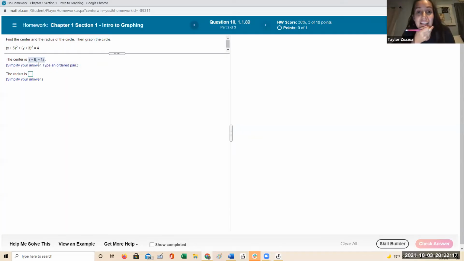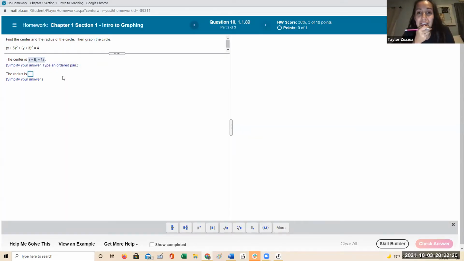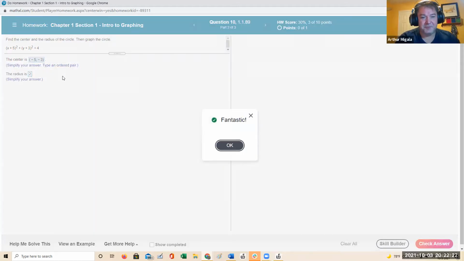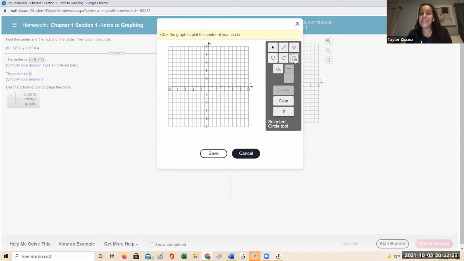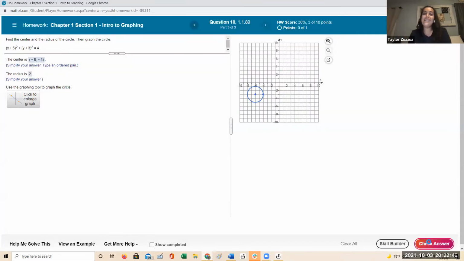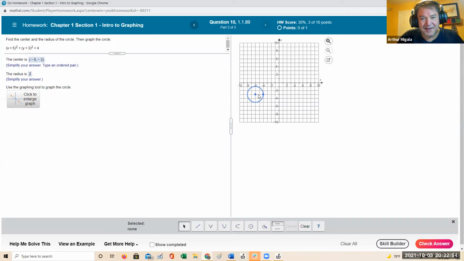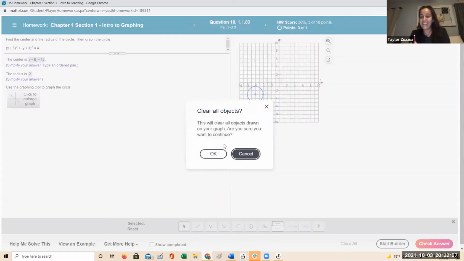And what's the radius? The radius is 2. Very good. We're doing a circle. This makes it so much easier. And then you start at -5, -3, and then that's -6. There you go. And then 2. That makes more sense now. Oh, you did it at -6 and -3. Oh, it's negative. I thought that's a 2. Yeah, -5 and -3, and then it's 2 over.